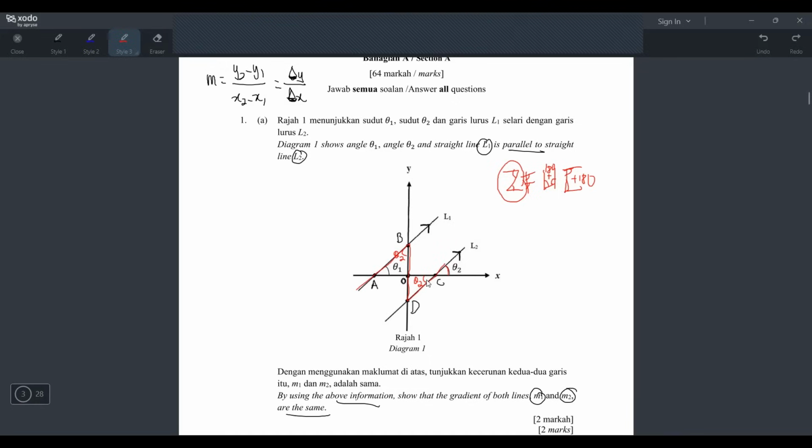So actually, the theta 2 is not... wait, let me think. Okay, sorry. So actually, theta 2. Okay, so can I write theta 2 there? No, right? I don't think so, because they are not the same. But I can say that this blue color angle, the theta 1, this one I can use Z, right? But if I use Z, then my theta 1 will be here, right? So what will I do now?